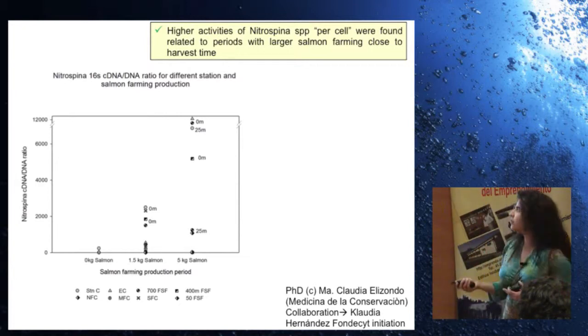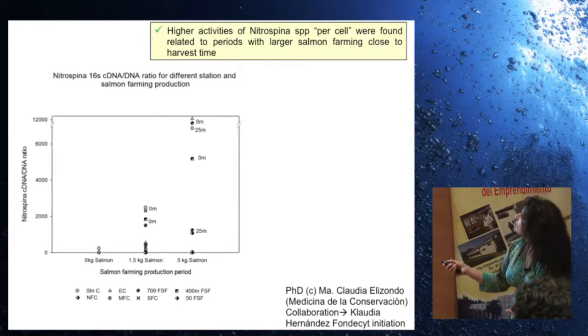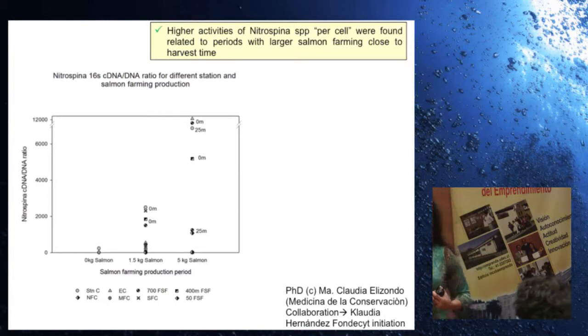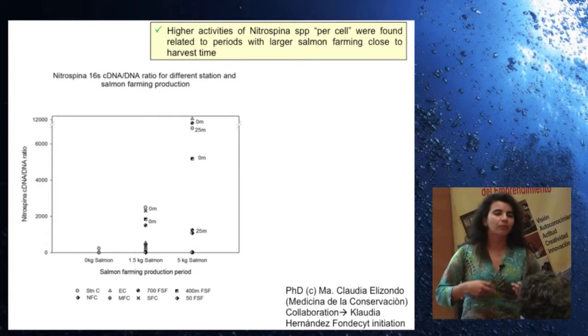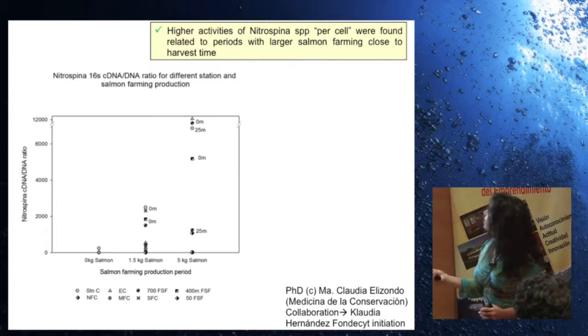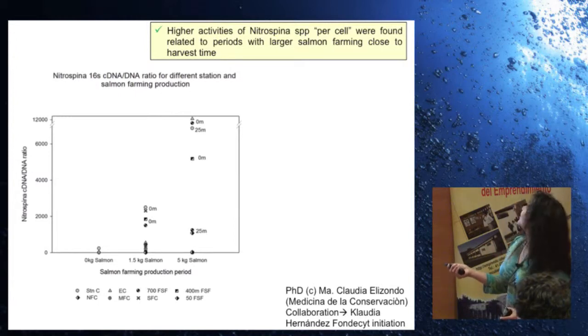So this ratio allows us to see a trend from no farming activities towards the time when the salmon are larger. We can really see a higher activity. This is preliminary. We're very excited about this, though, but of course more needs to be done.